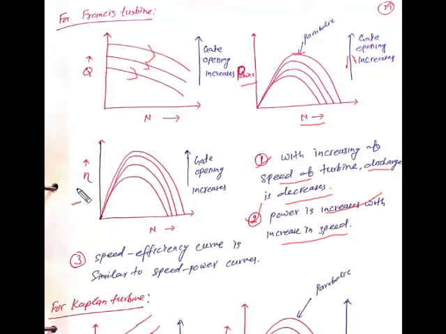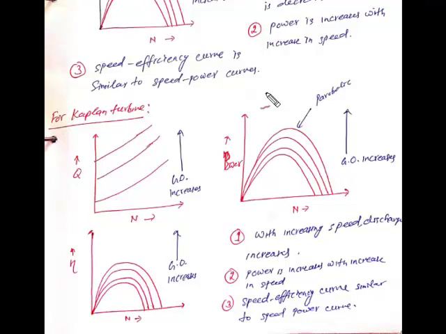The third one is the efficiency versus speed curve. In this we can also see that when speed increases, efficiency also increases. When gate opening increases, the efficiency of the turbine also increases. So the point noted is that the speed efficiency curve is similar to the speed power curve. This is the plotted curve under the main characteristics for the Francis turbine.